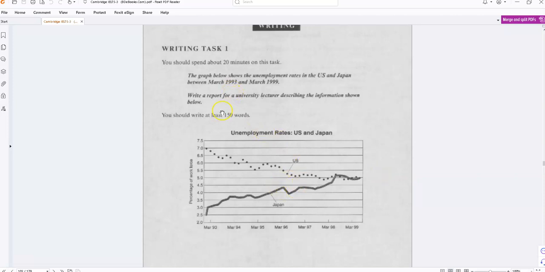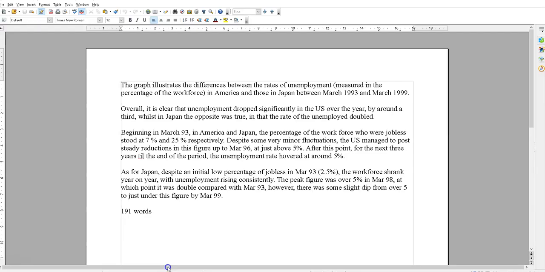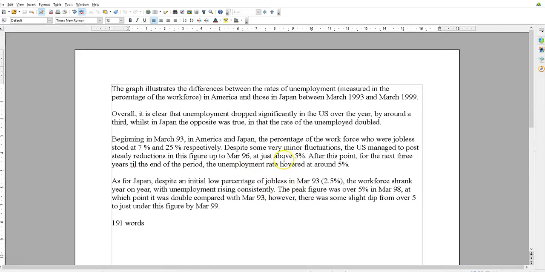So you've got, what's this? We've got 1, 2, 3, 4, 5, 6, a 7-year period. Unemployment rates, America, Japan. We can see the percentage of the workforce. So America's unemployment rate went down from 7 to around about 5. And Japan's conversely went up from 2.5. It doubled, essentially, to 5. Okay, and that's it. So I'll show you my sample first, 191 words.